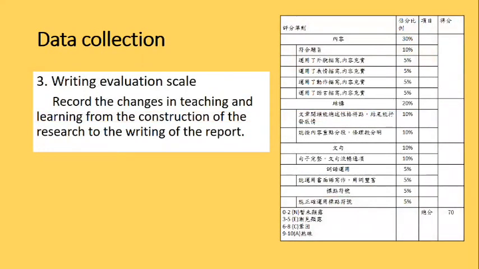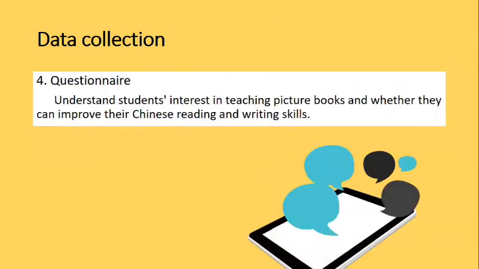The next part will be the writing evaluation guide, which will record the changes in teaching and learning from the construction of the research to the writing of the report. The fourth part will be the questionnaire. I will use the questionnaire to ask the students whether they are interested in the teacher's picture book teaching and whether they can improve their Chinese reading and writing skills.